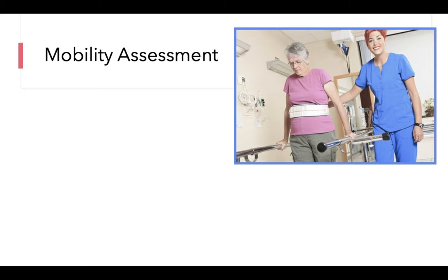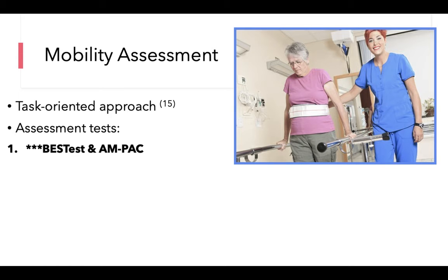For her mobility assessments, I took a task-oriented approach, which combined the ICF model and a systems framework. These first two tests have an asterisk because I did just talk about them in the last slide. They were mainly used to assess balance, but they also had some mobility components to them. So for the sake of time, I won't go over their scores and meanings again.